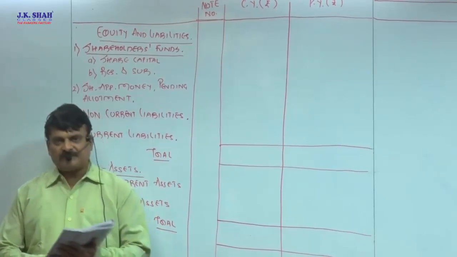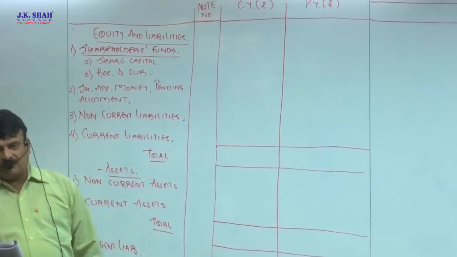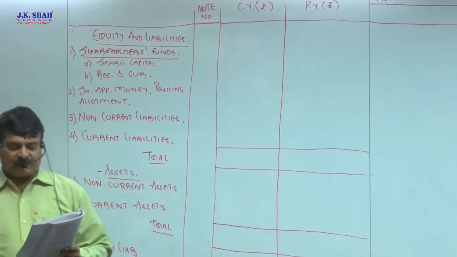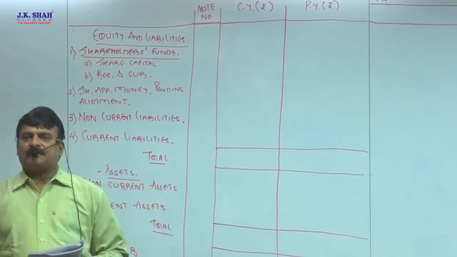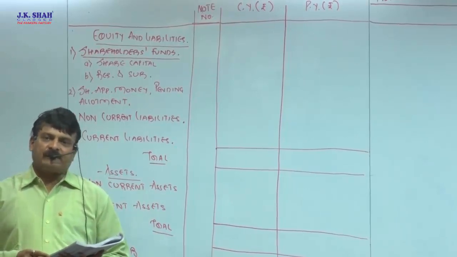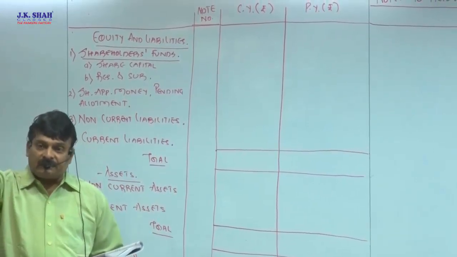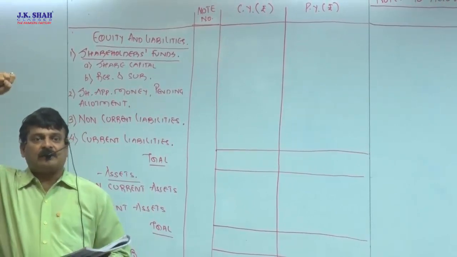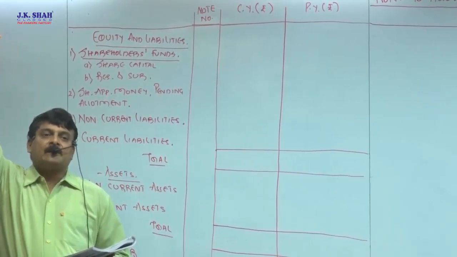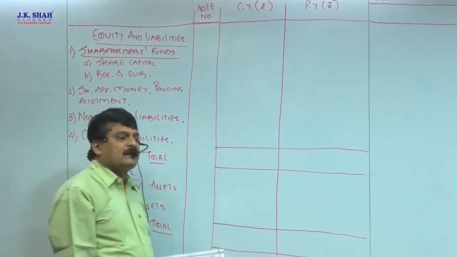Following additional information is also provided. 4,20,000 fully paid shares were allotted as consideration for land and building. You have studied that in CPD. Our company has issued 4,20,000 shares. For what? To acquire a land and building. Can you tell me what this is called as? Excellent. Shares issued for consideration other than cash.